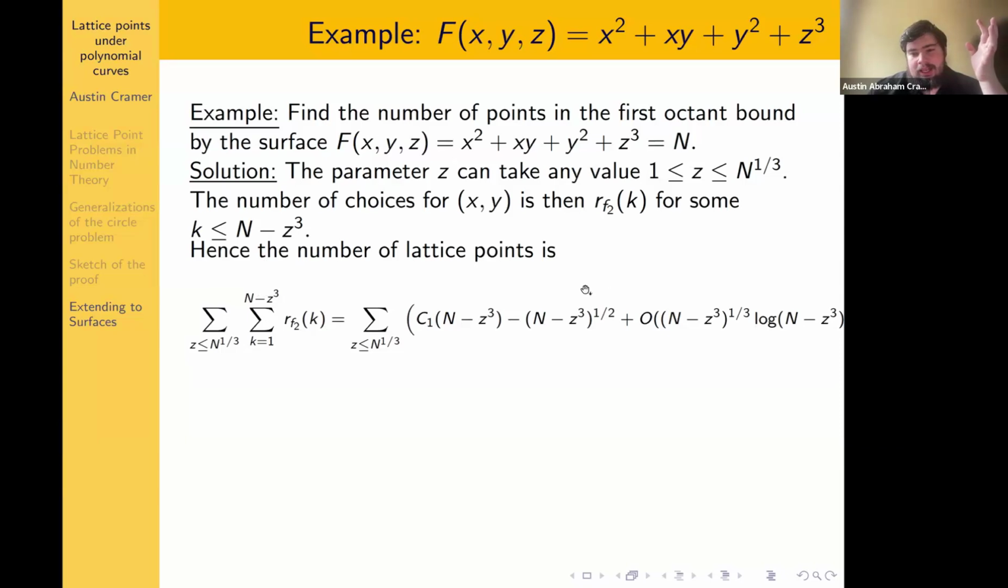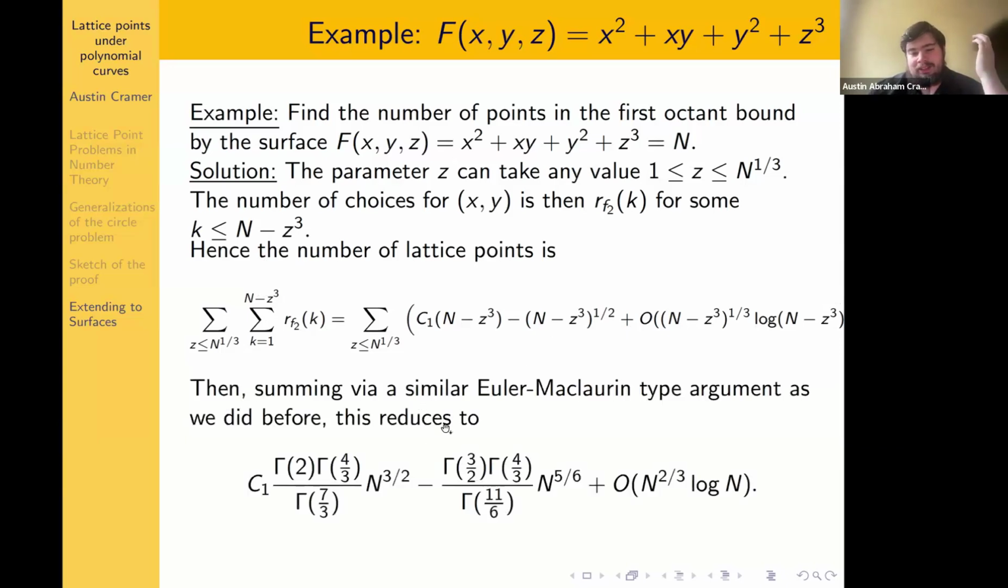So we plug our asymptotic inside of the sum, and then from there, everything in the sum is smooth, so we can do a similar Euler-Maclaurin argument, and we get a formula that looks something like this. Some ratios of gamma shows up, and we get a nice error term on the order n to the 2/3 log n. And in general, when you add a power, the error term just tends to go up by 1 over whatever that power is.